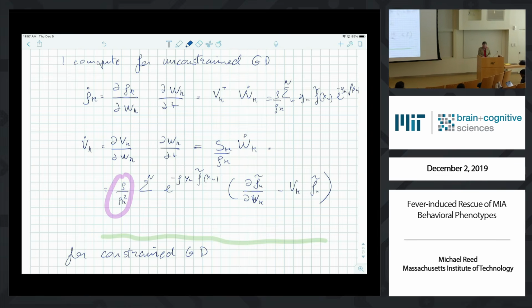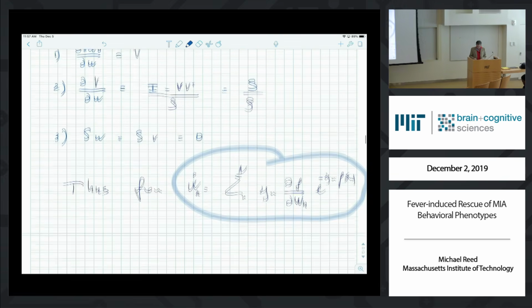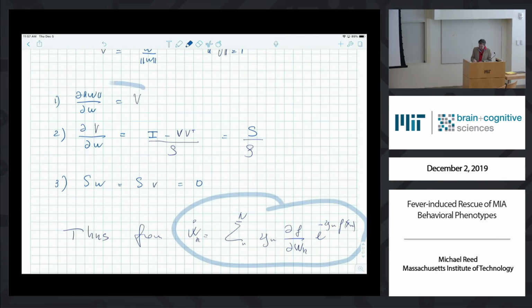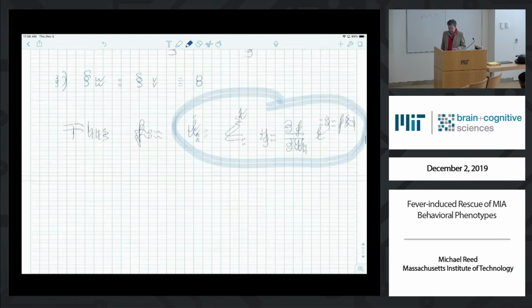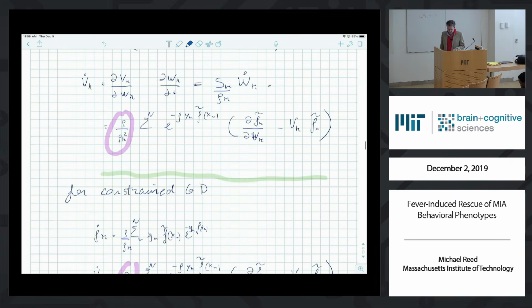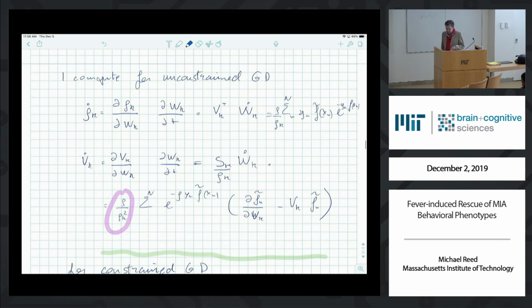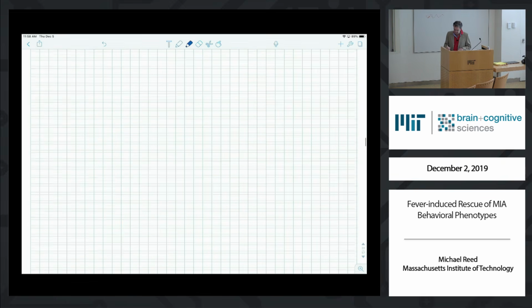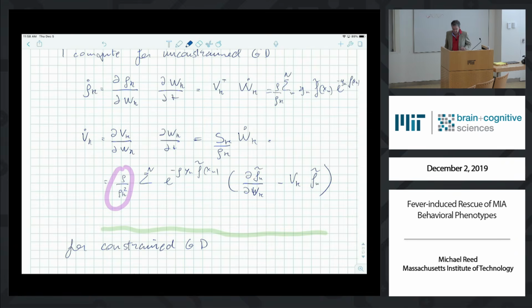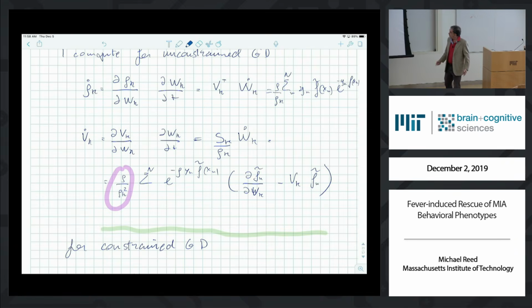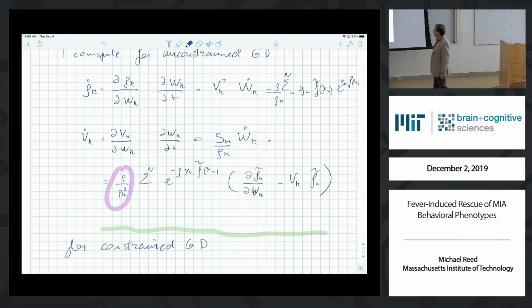So the rho k, the wk is this one, because rho k is the norm of w. And dwk dt is, of course, this. So once I have that, I can compute the dynamical systems for rho k and vk.